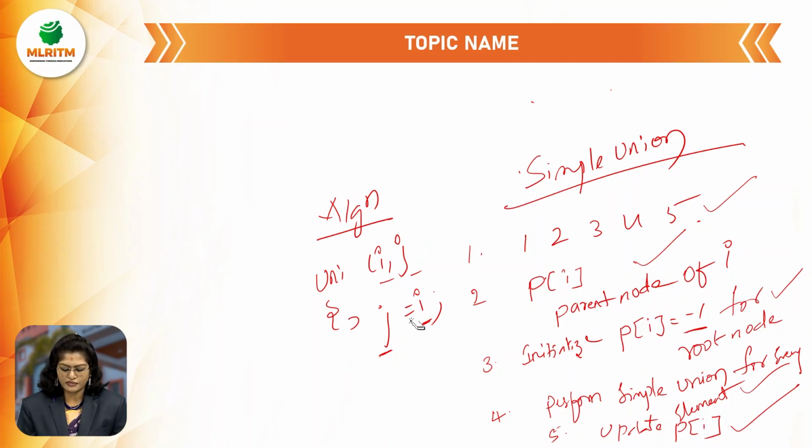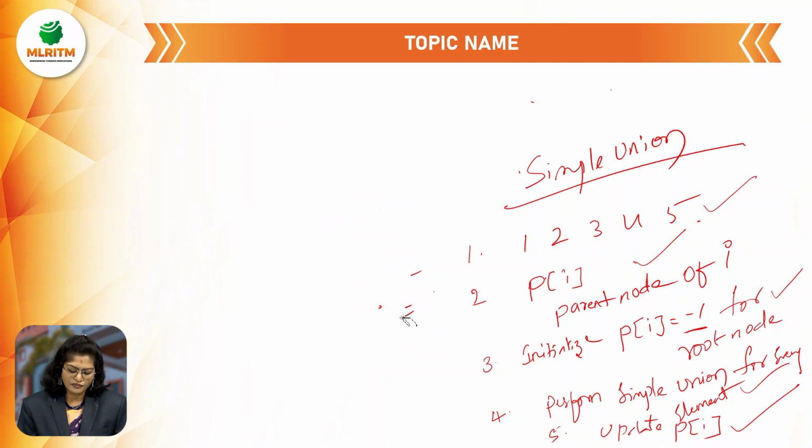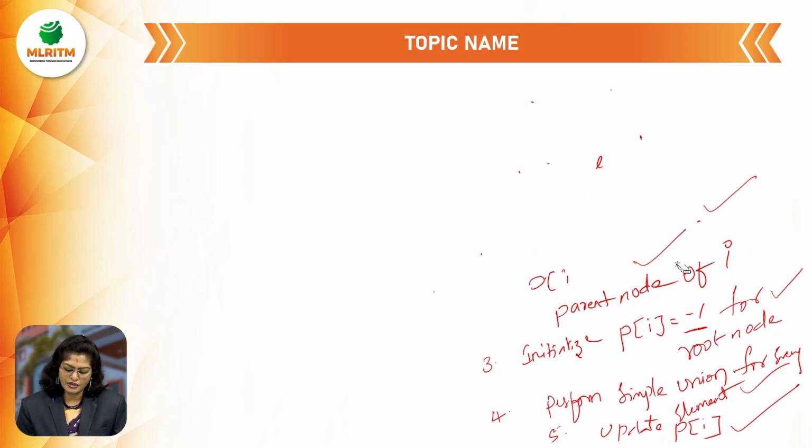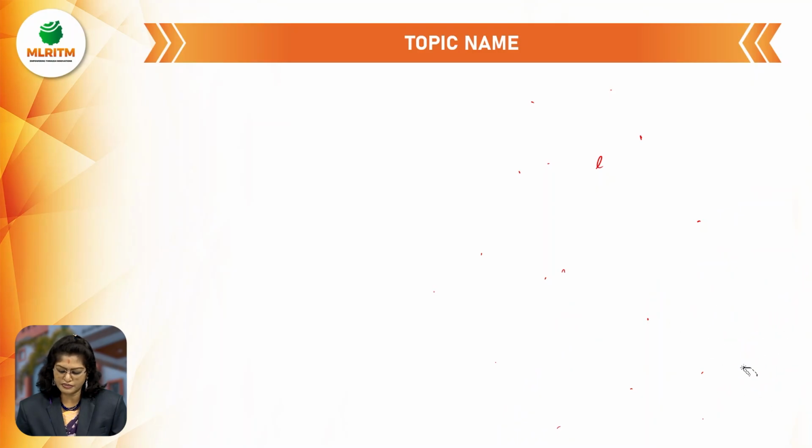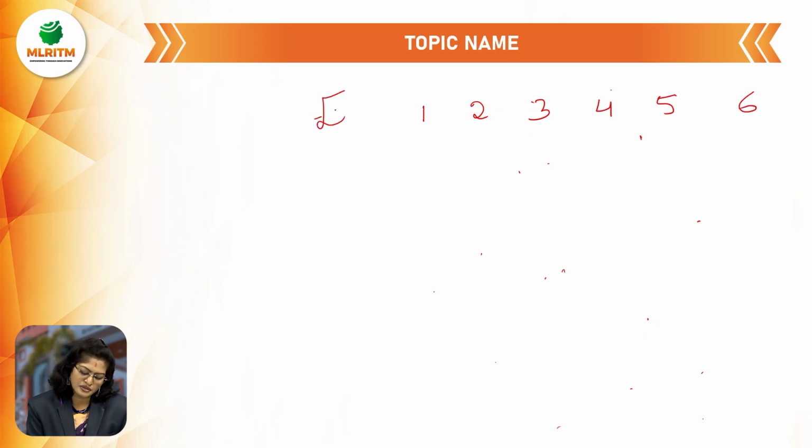Alright, now we need to frame the table, and you need to frame the elements. So we need to take an example, the simple union example. All these points you need to consider, which one you need to make minus 1, and how you need to update the elements. All that we need to check. So we are going to take the example for elements 1, 2, 3, 4, 5, 6. Alright, these are all called elements.